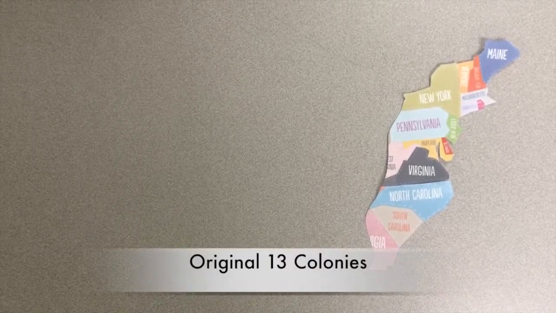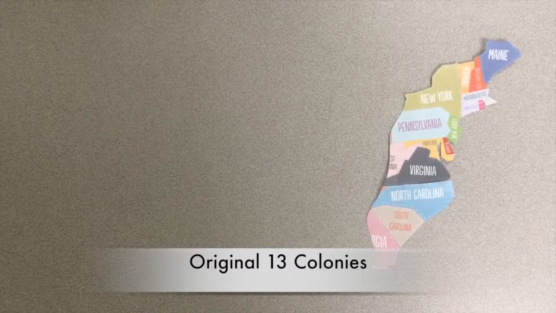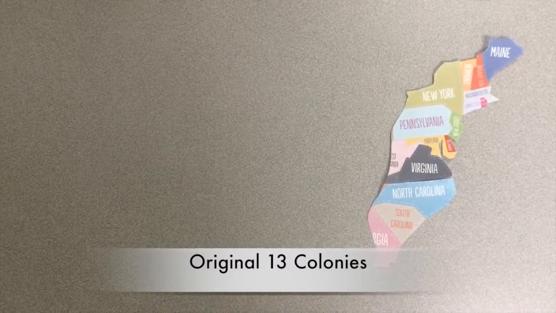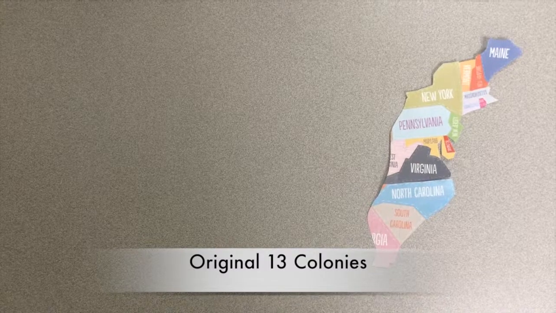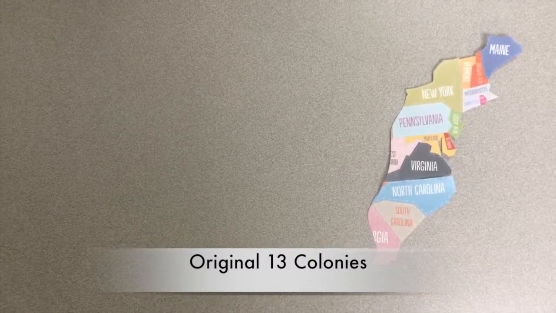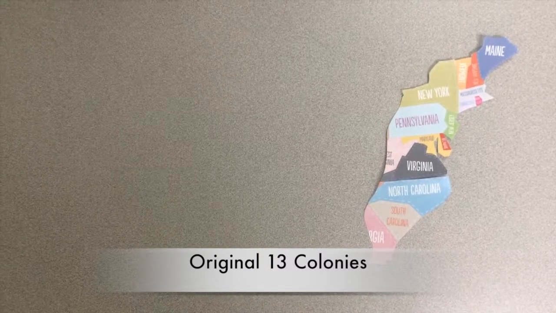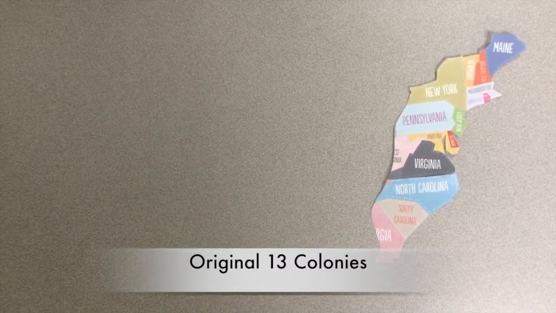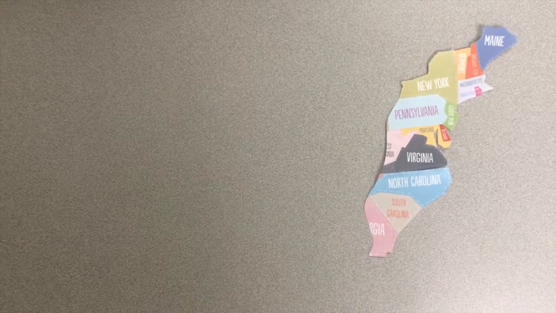In 1607, the first Americans landed at Jamestown. Over the next century, colonists would expand along the East Coast to create the original 13 colonies. These included Georgia, South Carolina, North Carolina, Virginia, Maryland, Delaware, Pennsylvania, New Jersey, Connecticut, New York, New Hampshire, Massachusetts, and Rhode Island. This is the territory that made up the original 13 colonies.